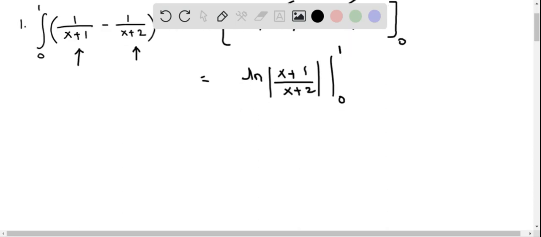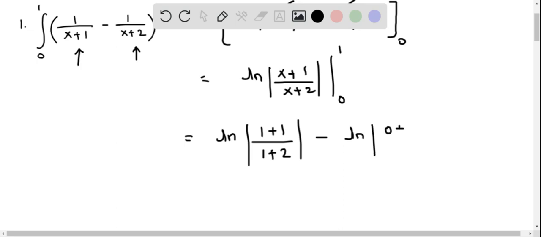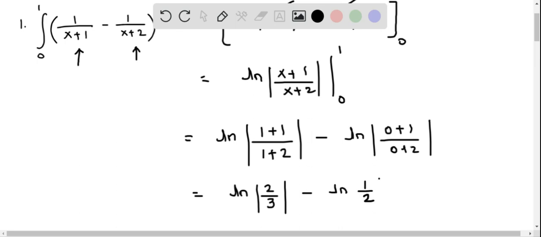So now let's apply the upper limit of 1. When we do that, we have the natural logarithm of 1 plus 1, we replace x by 1, over 1 plus 2, minus, now we apply the lower limit for x, so this becomes 0 plus 1 divided by 0 plus 2. And so this gives the natural logarithm of 1 plus 1, which is 2, divided by 3, minus the natural logarithm of 1 by 2.